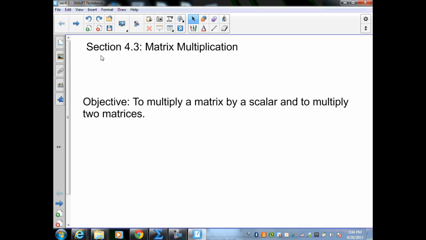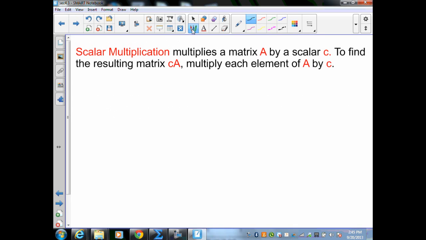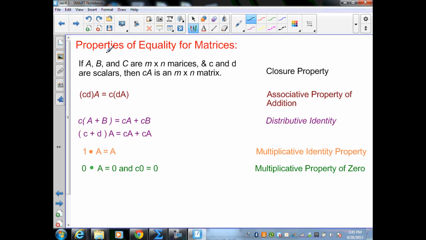Section 4.3, matrix multiplication. Scalar multiplication multiplies a matrix A by a scalar C, where C would be just a real number. To find the resulting matrix C times A, C being the scalar, which is a real number, and A being the matrix, we just multiply each element of the matrix A by that scalar real number, C. When we do that, the properties of equality hold. Closure, associative property of addition, distributive property, multiplicative identity property, multiplicative property of zero.